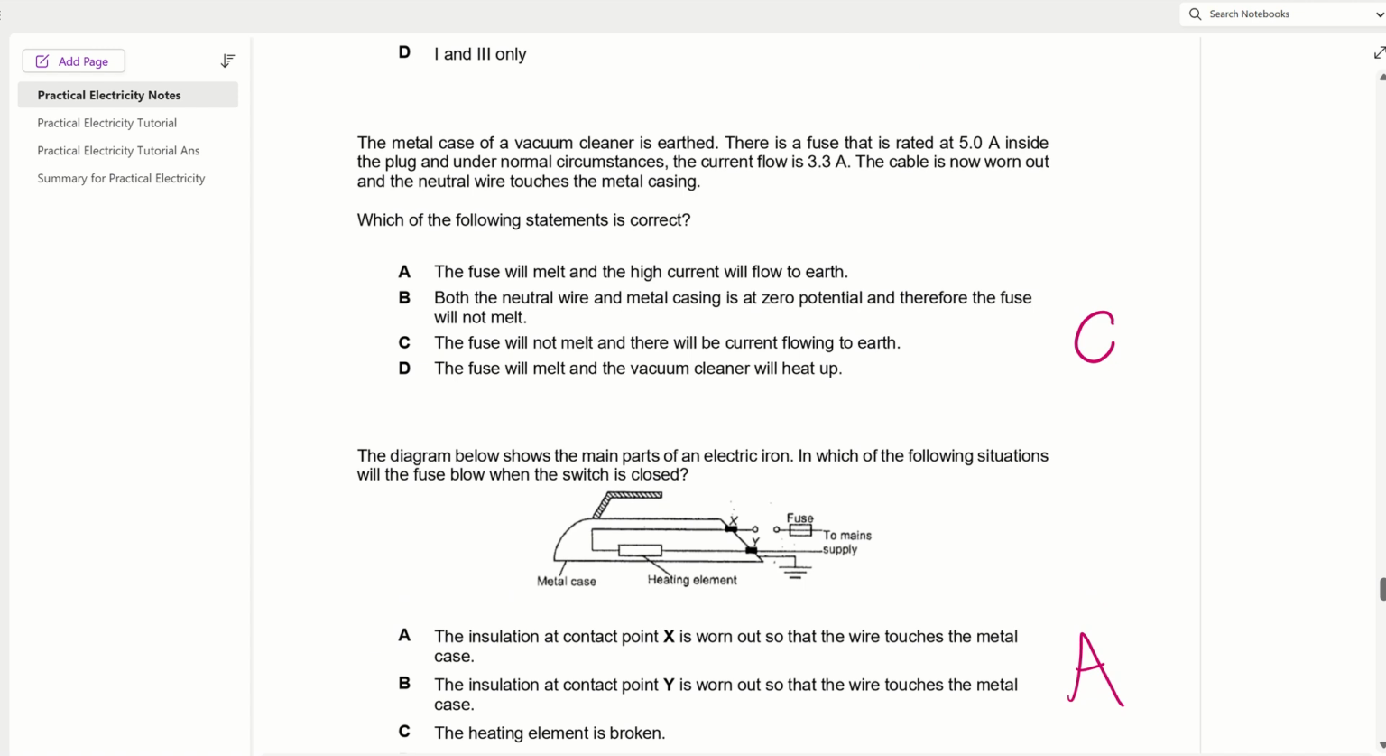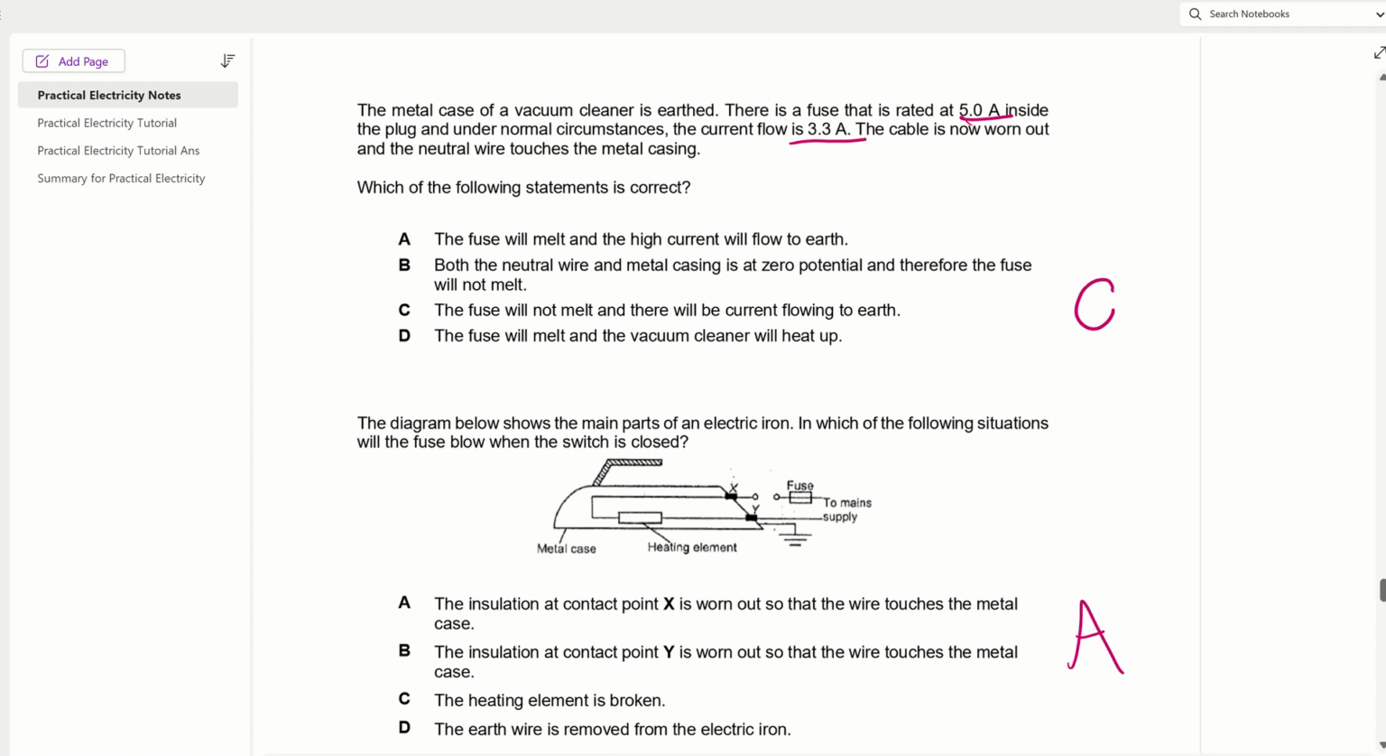Now, the next question: the metal case of a vacuum cleaner is earthed. There's a fuse rated at 5 ampere inside the plug, and under normal circumstances the current flow is 3.3, so it's below the fuse rating. Now the cable is worn out, and the neutral wire, which is actually at 0 volts, touches the metal casing. Which of the following statements is correct? The answer is C.